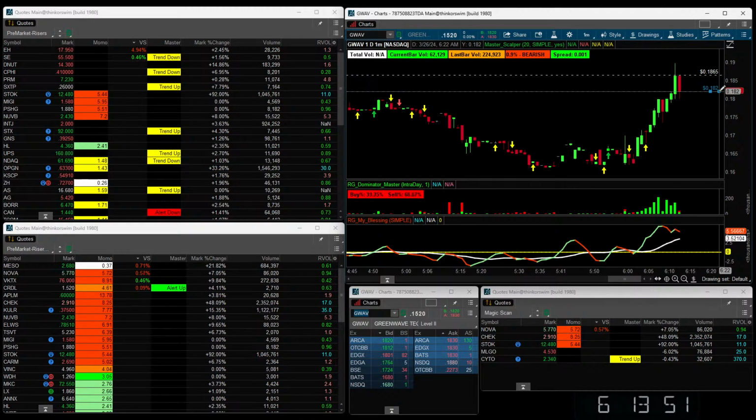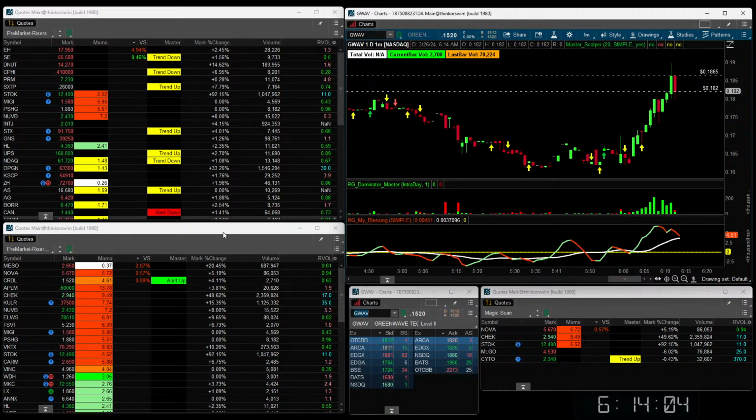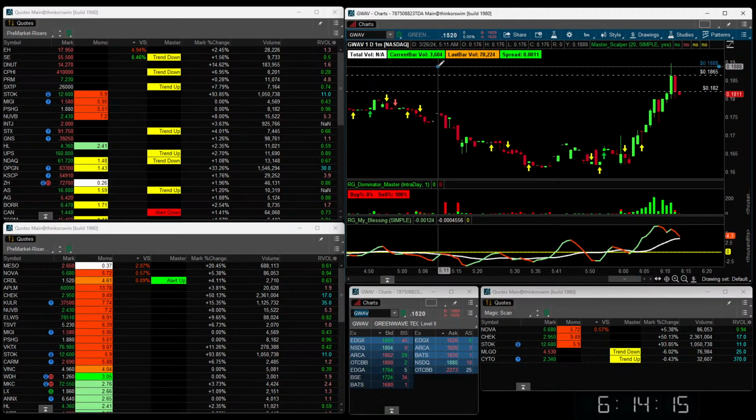If this candle closes, I'll mark a support level here and see if we bounce up. It did close. It's not looking too promising though. I'm watching the indicator here. We got a very short dominator bar. Very little volume.